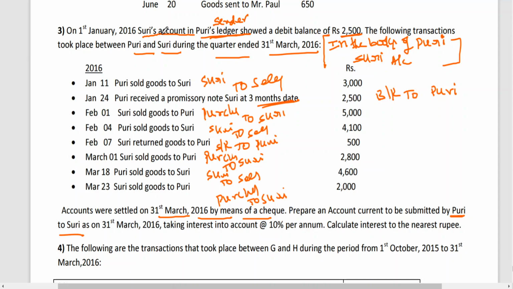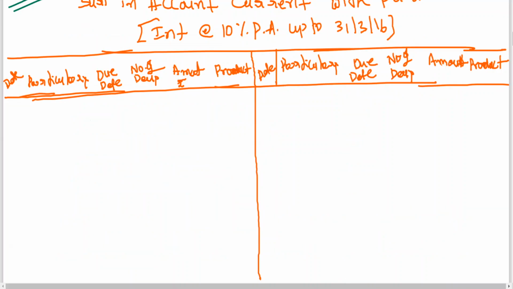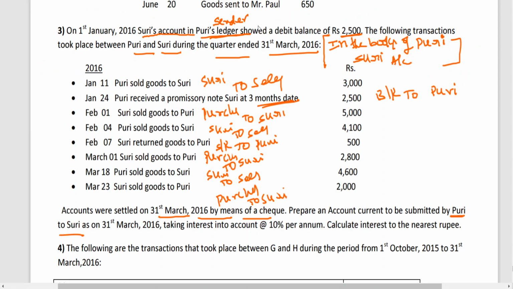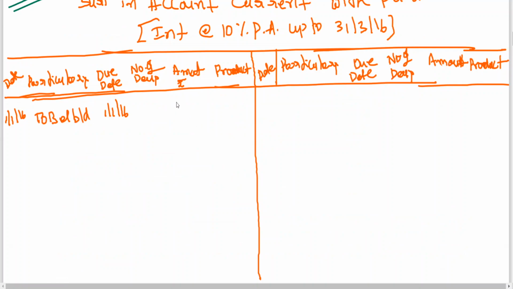On 1st January, Suri's account in Puri's ledger shows a debit balance. That means in the books of Puri, the Suri account is showing a debit balance of 2500. Date. So for the opening balance, the due date is the same. What is the amount? Calculation of days, I'll do later on. 2500. We can do it the same as the previous problem.